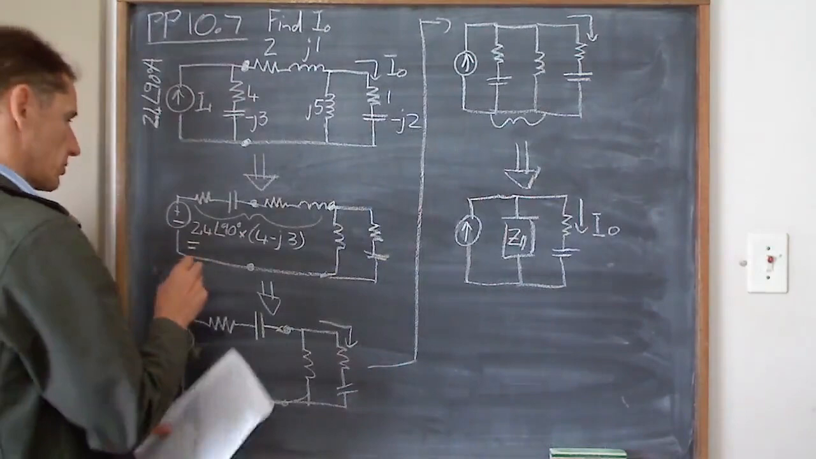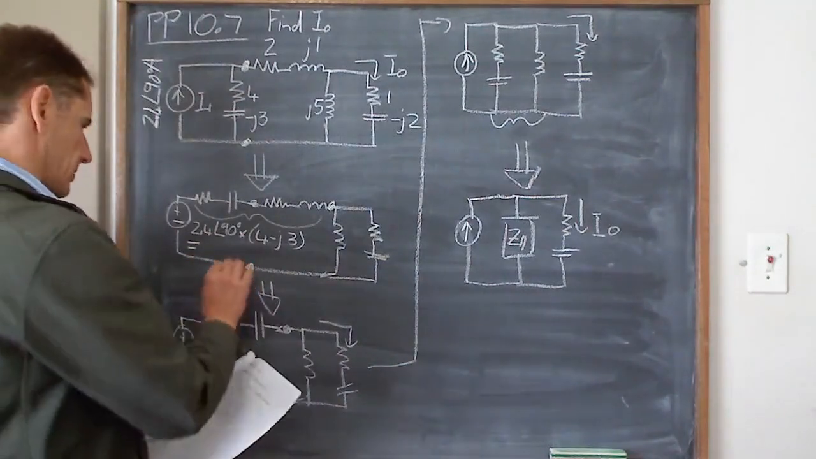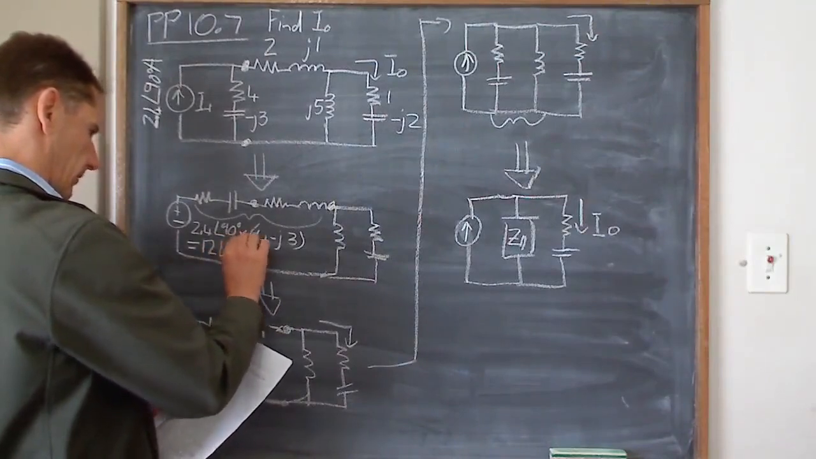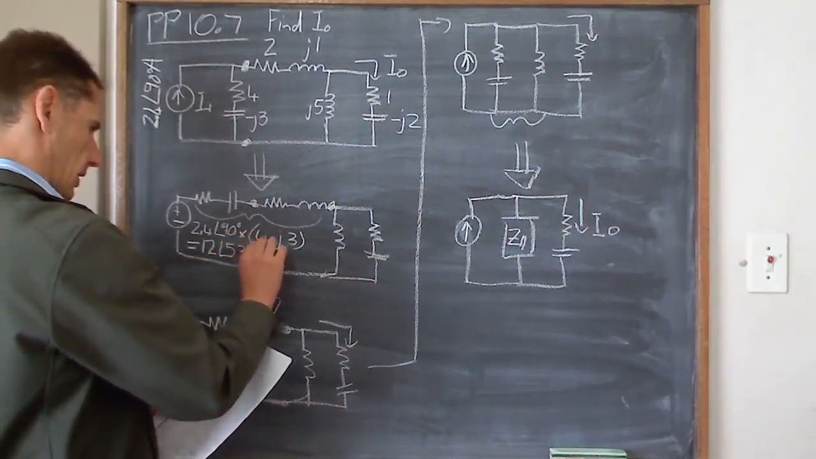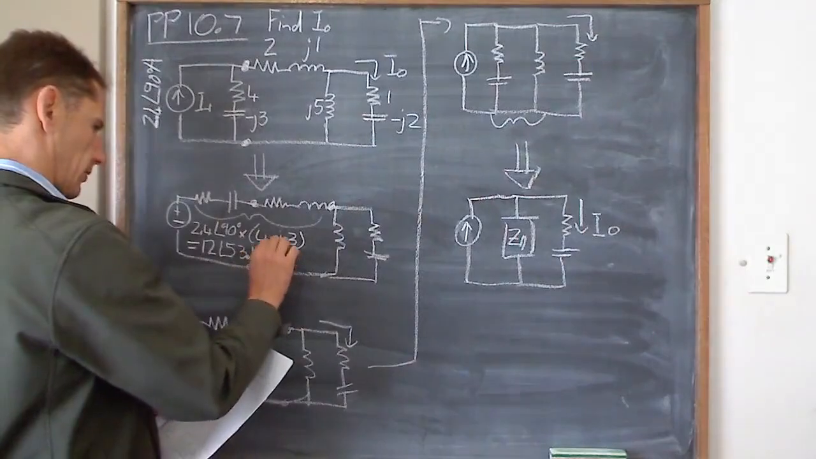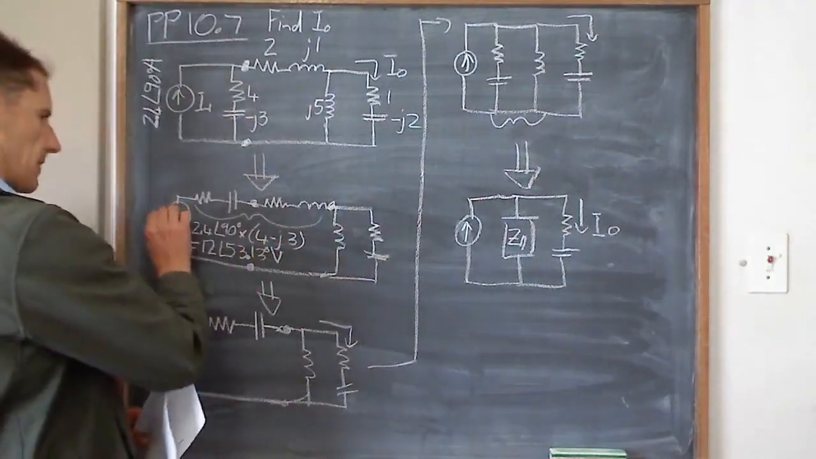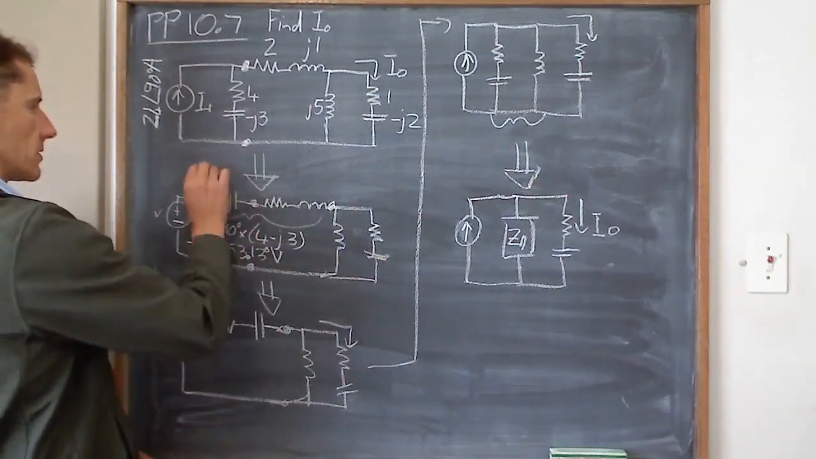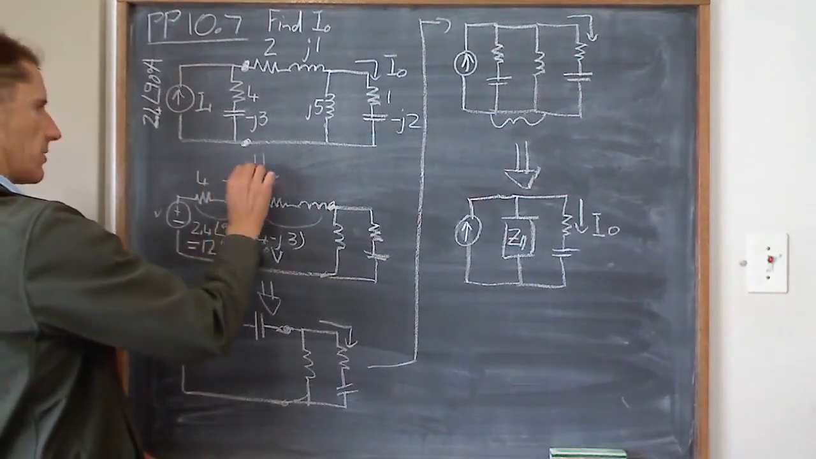5 times 2.4 is 12. Yes, all right, so that gives me 12 angle 53.13 degrees volts. Okay, so I've got that one. These impedances are still the same. It's still the 4 and the minus J3.